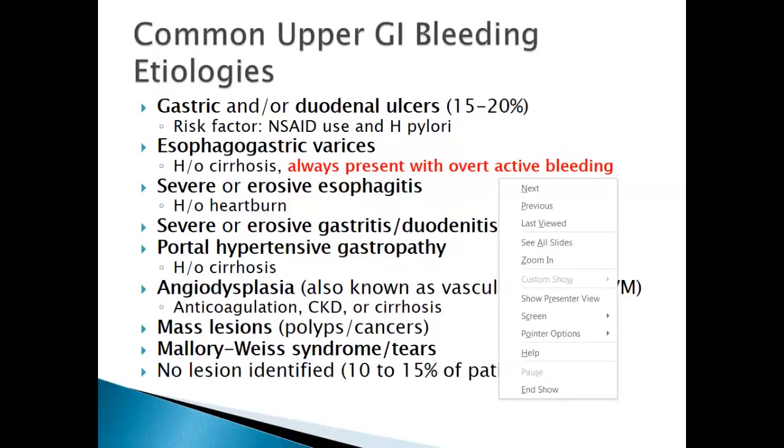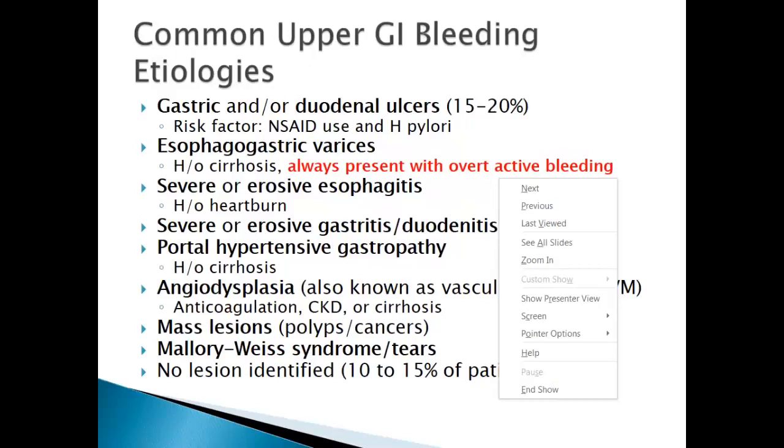Varices is the second most common. And you suspect those in anyone with a history of cirrhosis. And whenever you suspect a variceal bleed, they're always going to present with overt active bleeding. So a small volume bleed is not consistent with a variceal bleed presentation. That's one where we get nervous. That's probably the most life-threatening of the bleeds that we see.